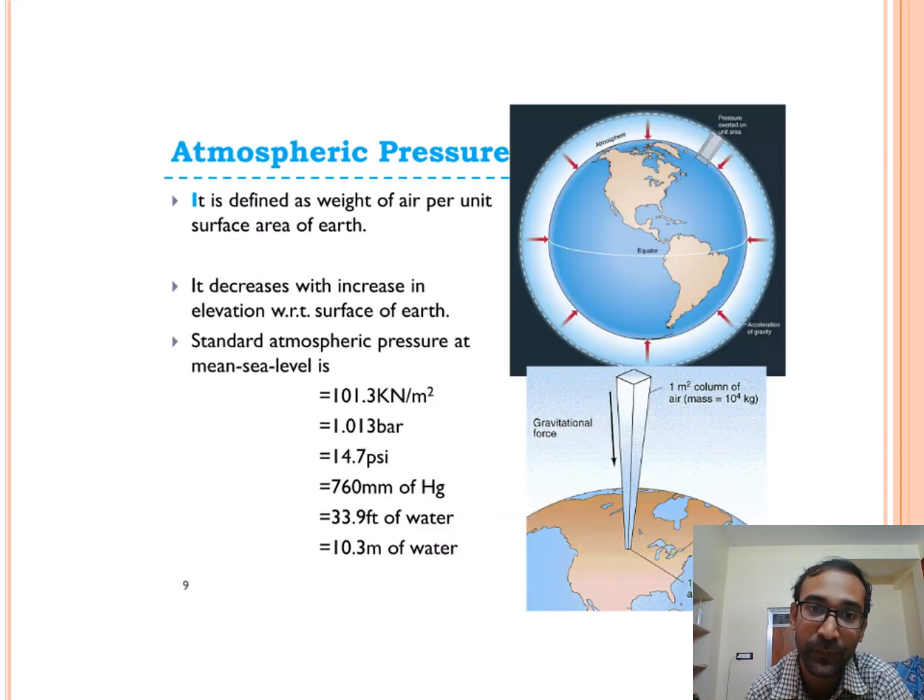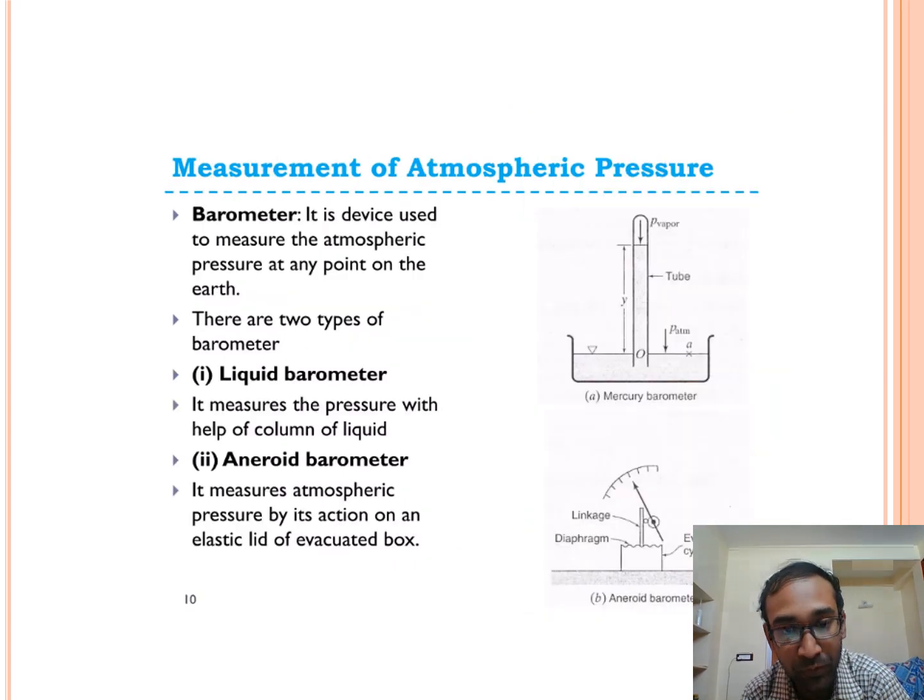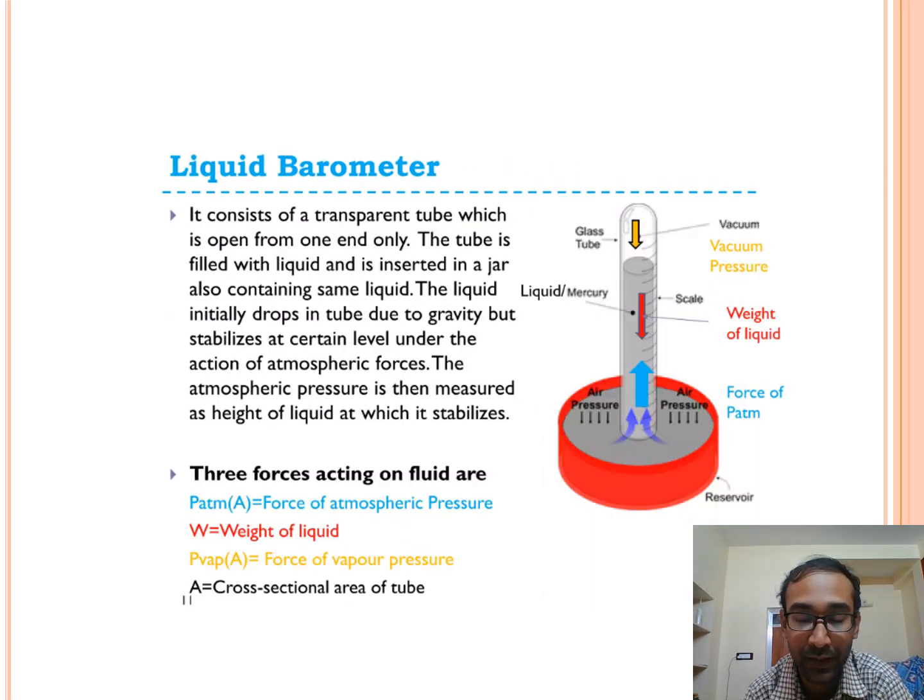This is the atmospheric pressure. In your slide, atmospheric pressure is defined as the weight of air per unit surface area of Earth. It decreases with increase in elevation. And standard atmospheric pressure is 10.3 meters of water. So how can we measure the atmospheric pressure here?